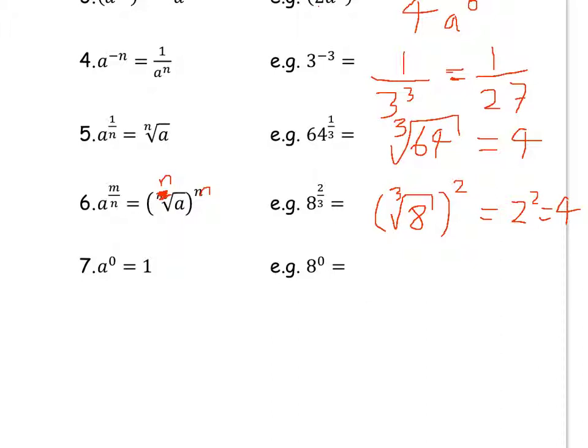Finally, the 7th rule is dead simple. Anything to the power of 0 is 1. So a to the power of 0 is 1. If we look at a quick example, 8 to the power of 0 is also 1. This is because if you took 7 squared, for example, and divided it by 7 squared, well, you know that 7 squared is 49, so that's 49 divided by 49, and that's equal to 1. So anything to the power of 0 is 1.